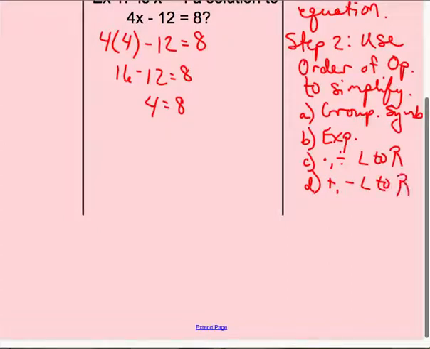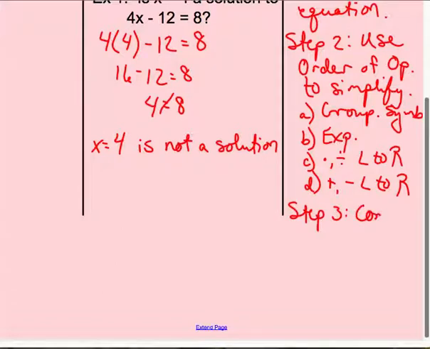All right, so the last step in this process is comparing the answers on either side of the equal sign. Obviously, 4 does not equal 8, so x equals 4 is not a solution. All right, and over in the right-hand column, step 3, compare answers.